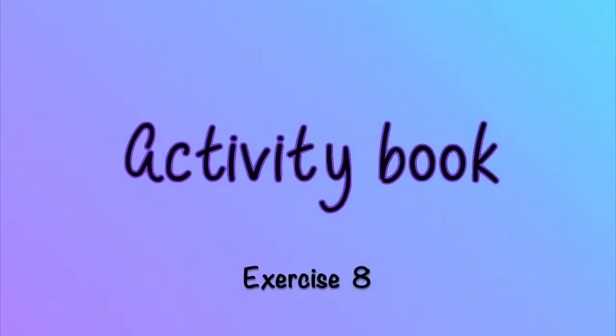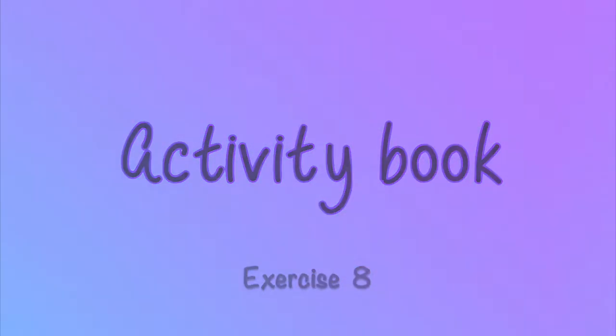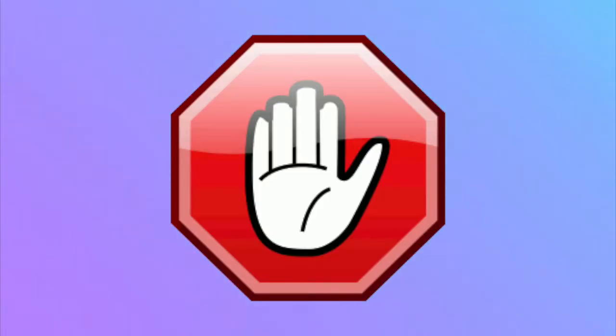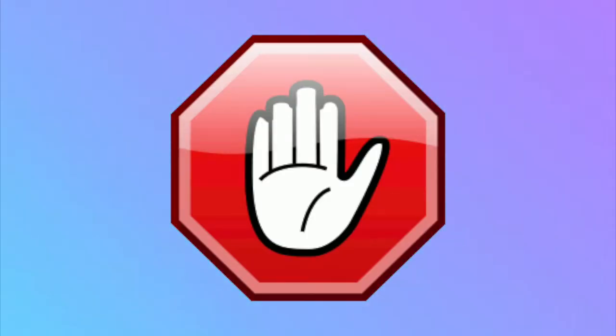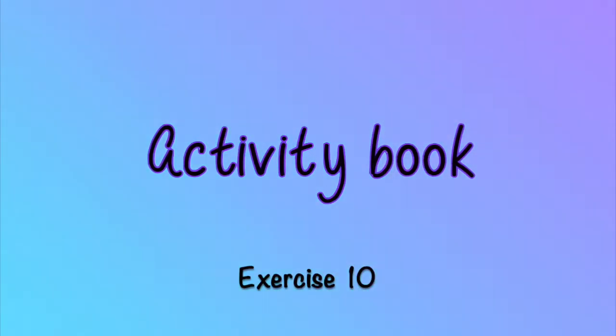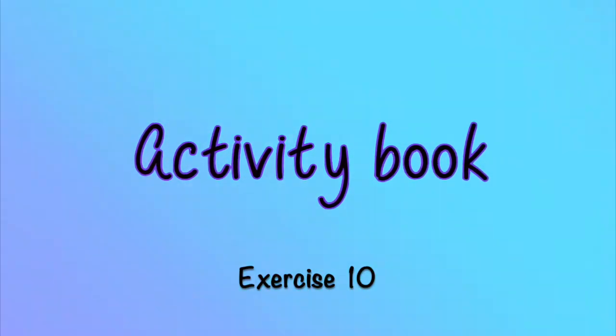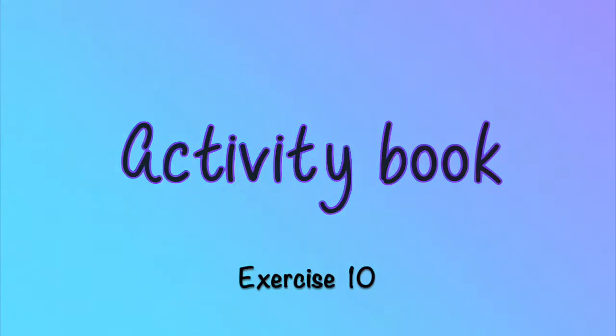Okay, activity book, page 40, exercise 8. Look at the story and number the sentences in order. Dice, mira la historia y numera las frases en orden, ¿de acuerdo? From 1 to 5, del 1 al 5. Exercise number 9. Look and label with words from the story. Mira y etiqueta con palabras de la historia. Number 10. Find the words from activity 9. Encuentra las palabras de la actividad anterior, de la actividad 9.